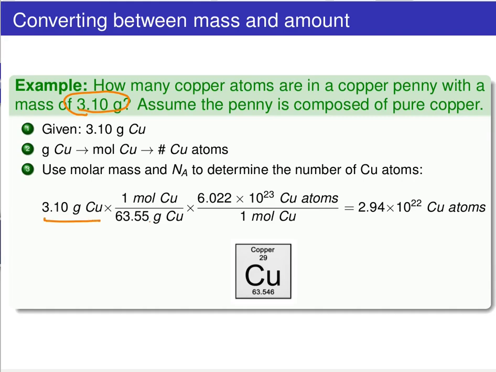We're going to divide by that molar mass of copper from that periodic table to get grams of copper to cancel out. We will then be left with units of moles of copper. Then multiplying by Avogadro's number, we'll cancel out moles of copper, and we will be left with units of individual copper atoms. Plugging it all in the calculator, you should come up with a value of approximately 2.94 times 10 to the 22nd copper atoms.